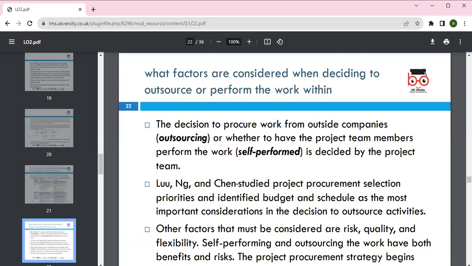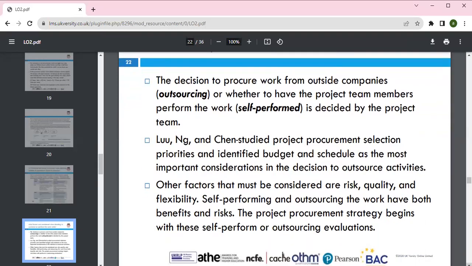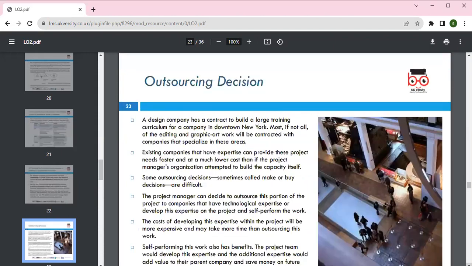So what factors are considered when deciding to outsource? When you're outsourcing, you have to consider various factors: look at the reputation, the cost, the quality and everything, not just the cost. So self-perform is decided by the project team, like we can study in project management: selection, prioritization, identifying the budget and schedule, and the most important consideration of outsourcing. Other factors to consider are risk, quality, flexibility, self-performing and outsourcing work. What will be the impact on the reputation of the company?